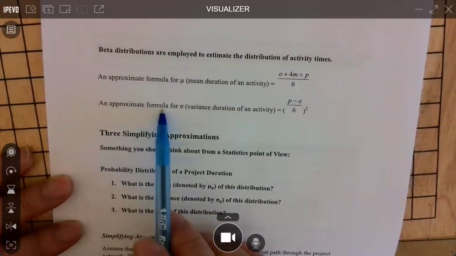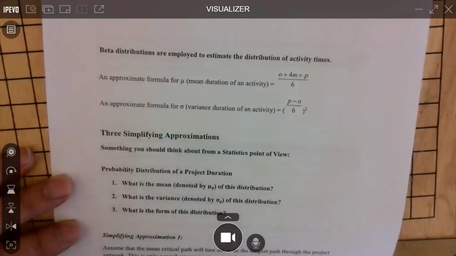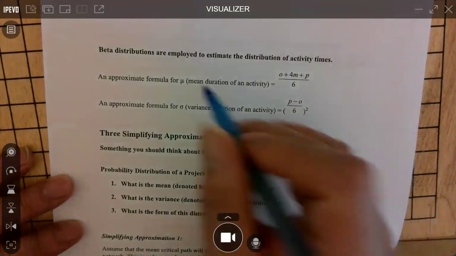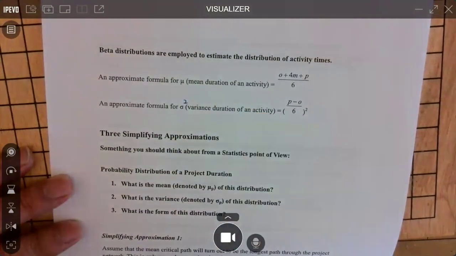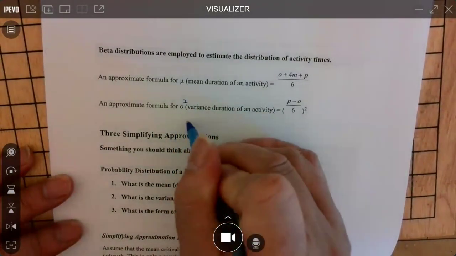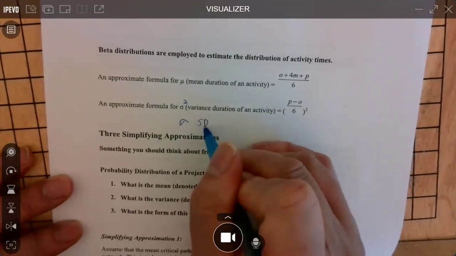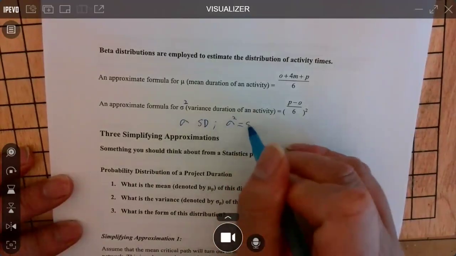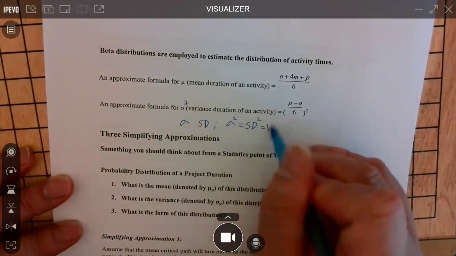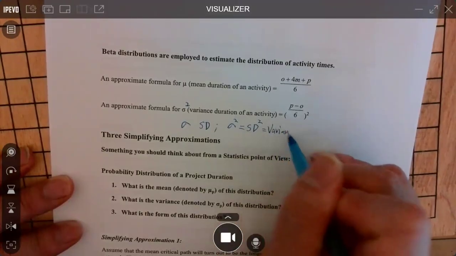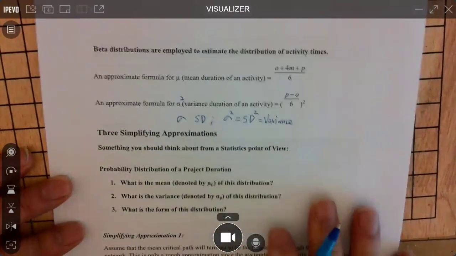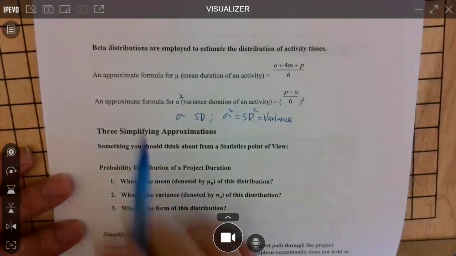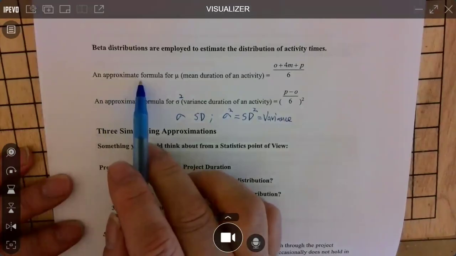An approximate formula for sigma. Okay, this is actually what? I should put a square here, okay? Sigma square. Sigma is standard deviation, okay? And sigma square equal to standard deviation square equal to variance of an activities, okay? If this is modeled by beta distribution, we have a very good estimation formula, okay?